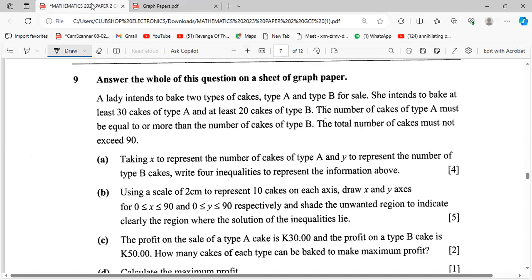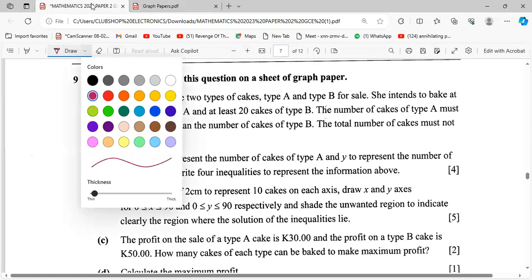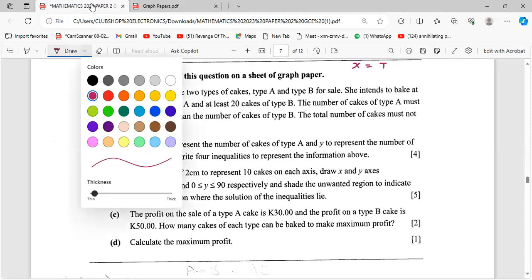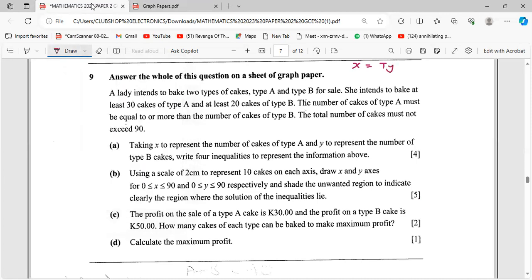Let X represent the number of cakes of type A, and Y the number of cakes of type B. She intends to bake at least, which means greater or equal to, 30 cakes of type A. So X is greater or equal to 30. That's the first inequality.